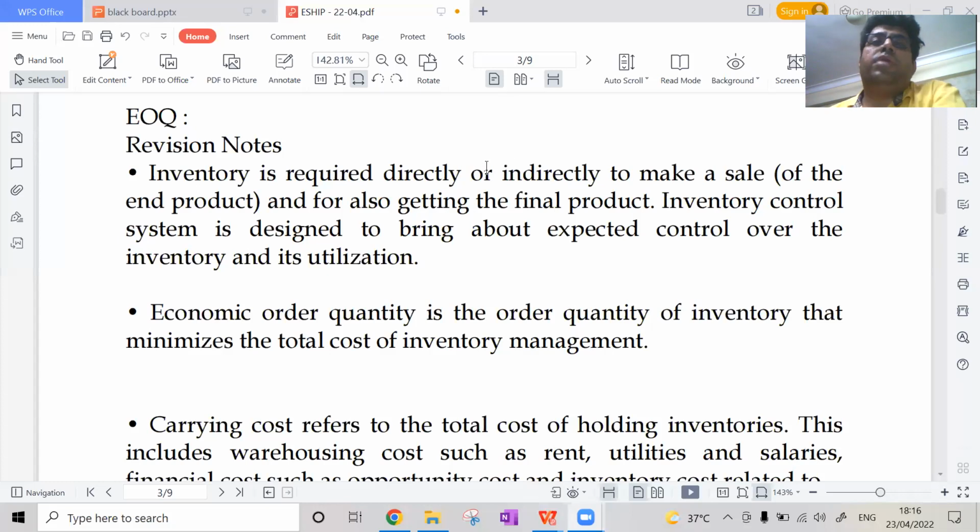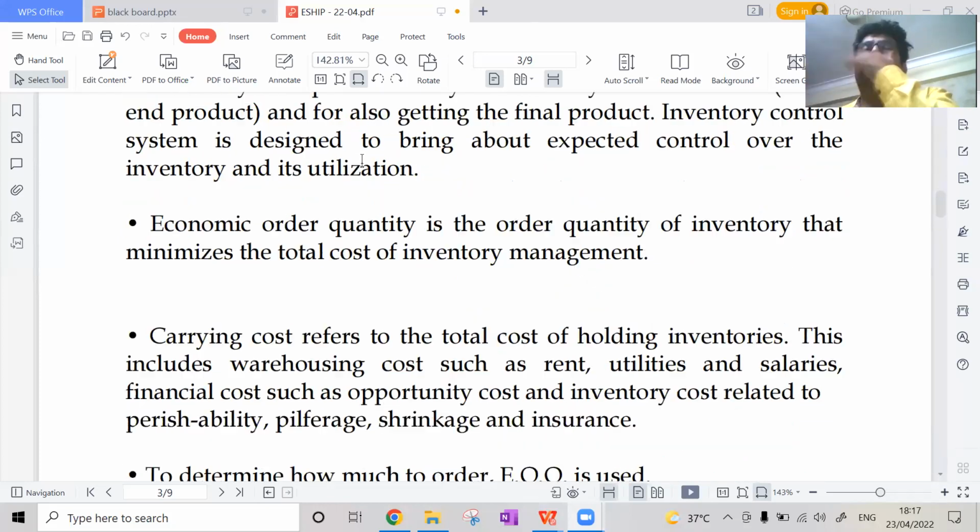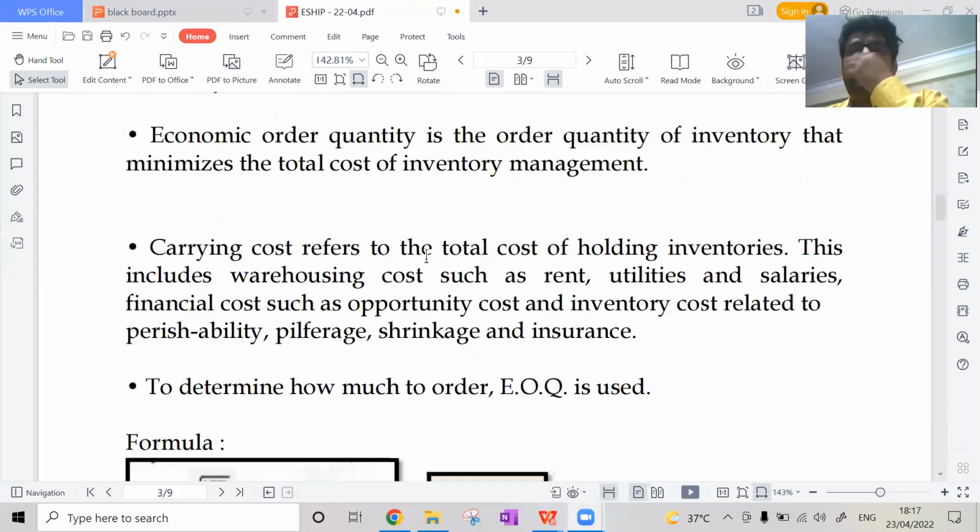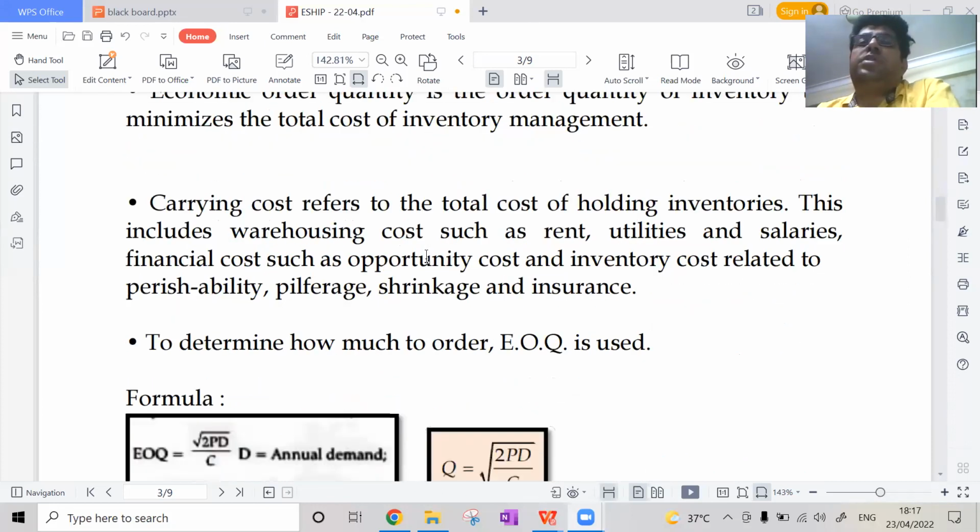EOQ, a very important question, as that has been asked in the board also. Inventory is required directly or indirectly to make a sale and get the final product. An inventory control system is designed, and EOQ is the quantity having minimum total inventory cost of management. That's why it is known as economic order quantity. Carrying cost refers to the total cost of holding inventory. This includes warehousing and other things.